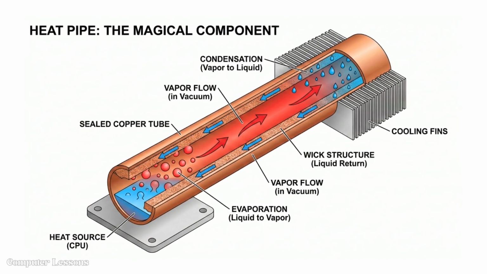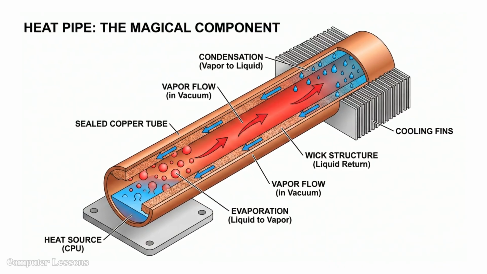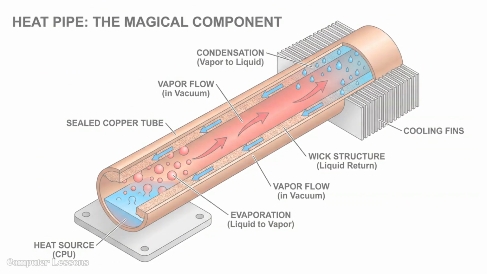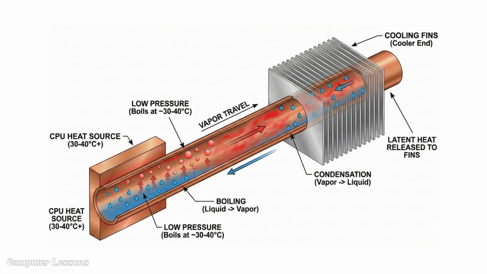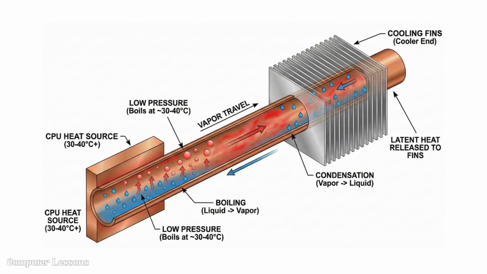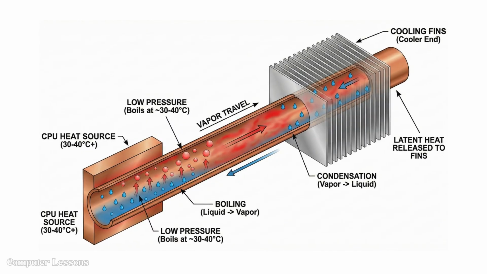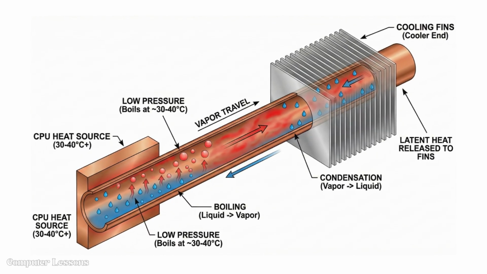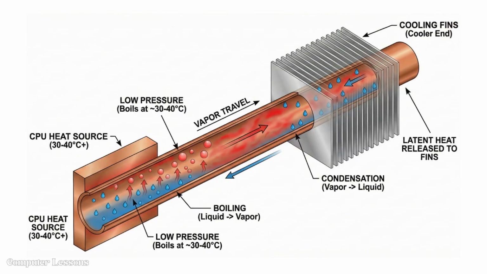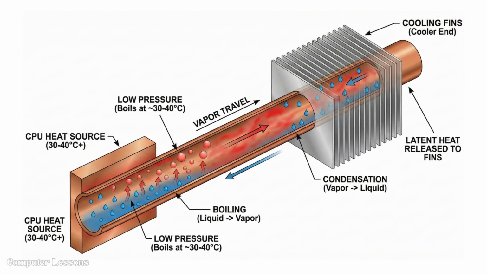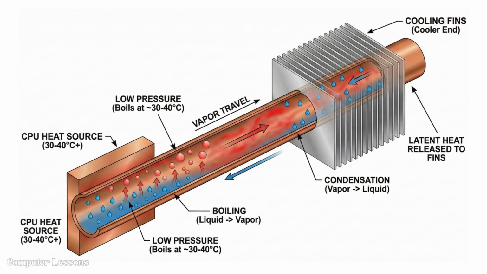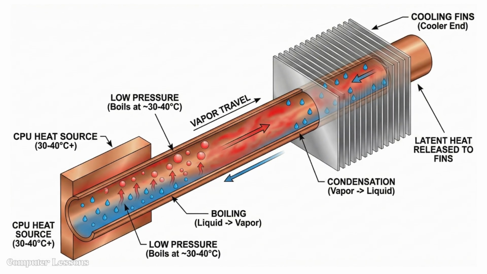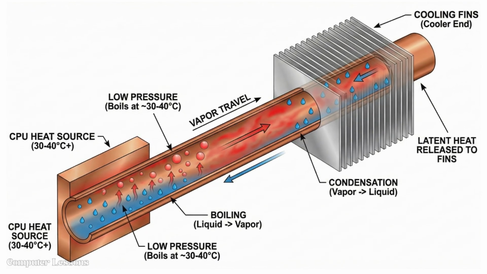Inside these sealed copper tubes is a small amount of liquid, usually water or ammonia, held in a vacuum. Because the pressure inside the pipe is so low, the liquid boils at a very low temperature, often around 30 or 40 degrees Celsius. When the CPU heats up one end of the pipe, the liquid boils and turns into vapor. This vapor travels to the cooler end of the pipe near the fins, where it condenses back into a liquid, releasing its latent heat into the metal fins.